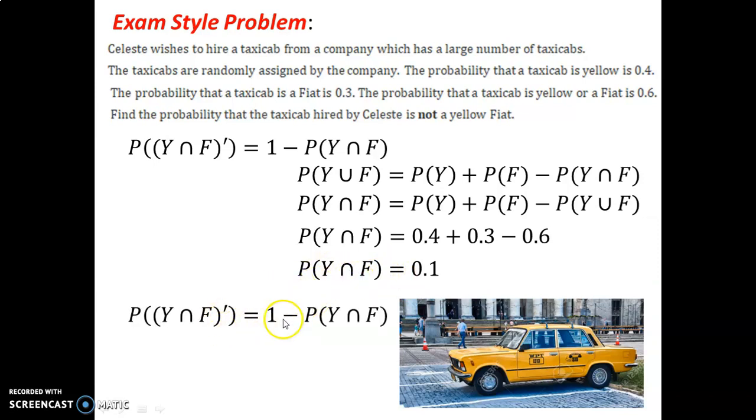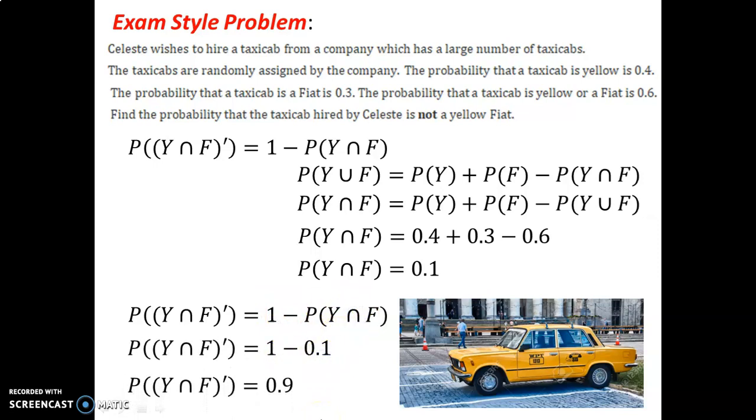But we don't want yellow Fiats, so we do 1 minus the yellow Fiats. 1 minus 0.1 is 0.9. Awesome problem. Hope you were able to figure that out.